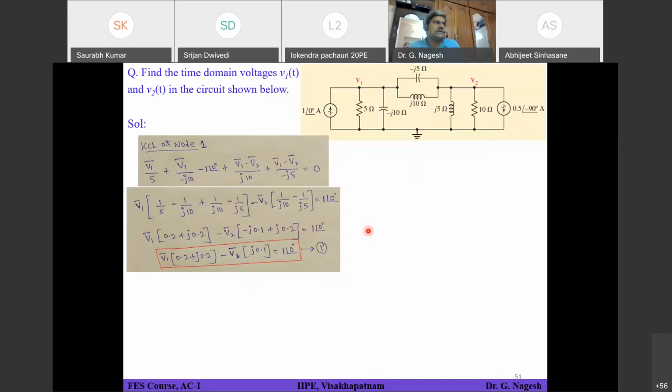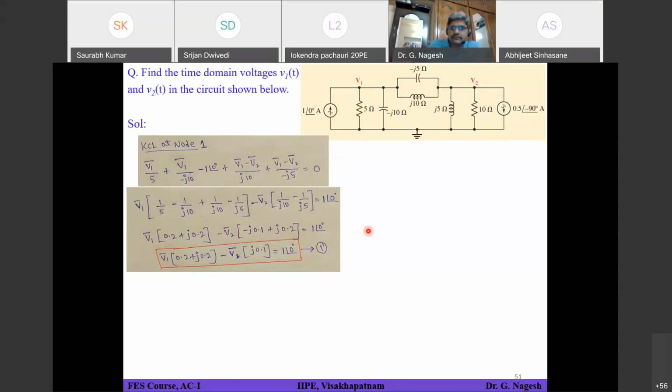Okay, so try to find the nodal equation at node 2 and try to simplify. Sir, for node 2: V2 bracket 0.1 minus 0.1j, plus V1 times 0.1j, is equal to minus 0.5 angle minus 90. Okay, so same thing. I have not reduced. Maybe I have written this expression straight away, but whatever approach I follow, the end equation will be exactly matching with others. So let's see that.